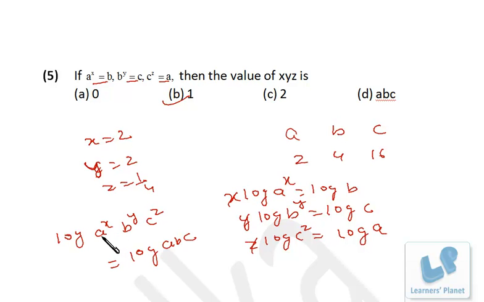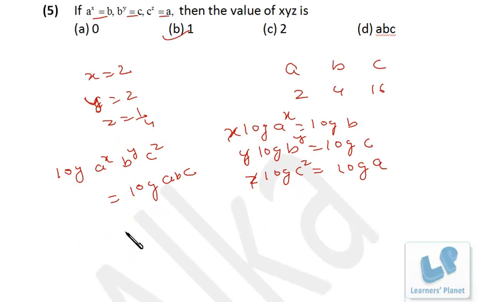See, if you take the anti-log of both the sides, so what would happen? A raised to x into b raised to y into c raised to z will be abc, right? So this 1 1 1, that means x is 1, y is 1, z is 1, that means x into y into z will be 1 only. Okay, so this is also how you can solve, and this will be the easier method.